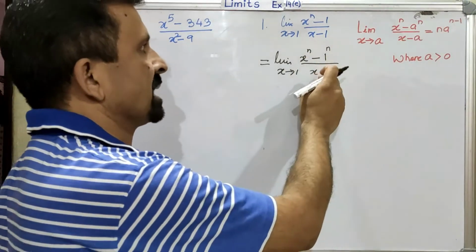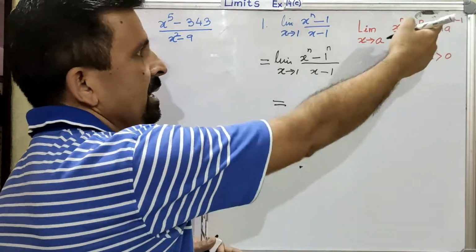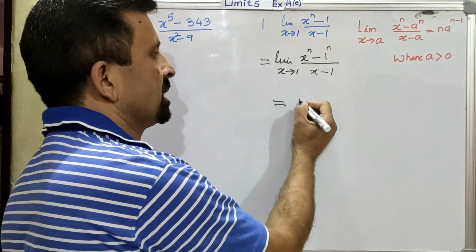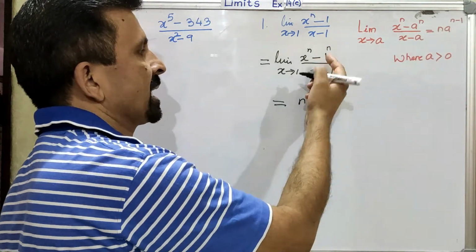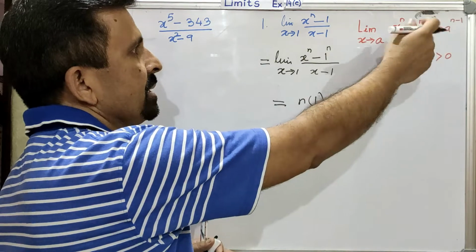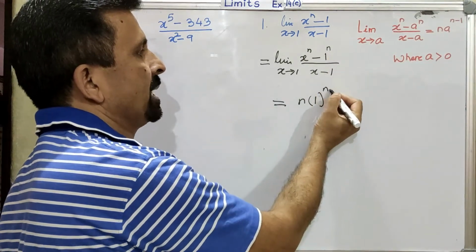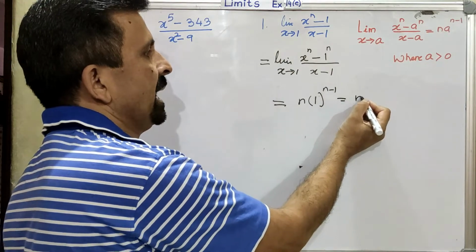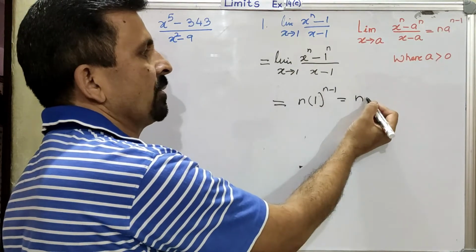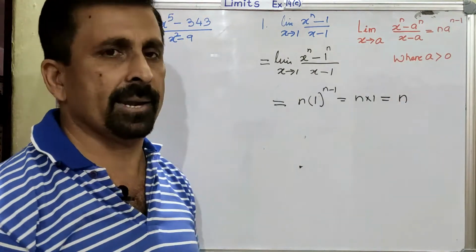Once the quotient has come into this format, you are able to now write the answer. So the final answer is n. N is the power. Then a is the second term, that is 1. So n into 1 to the power n minus 1, and 1 to the power n minus 1 will remain 1 only, and therefore the answer of this question is just n.